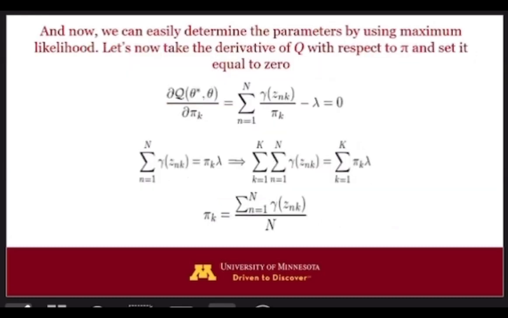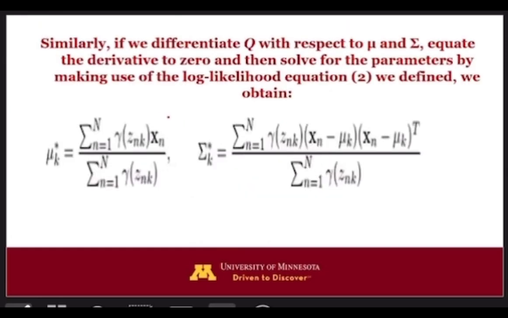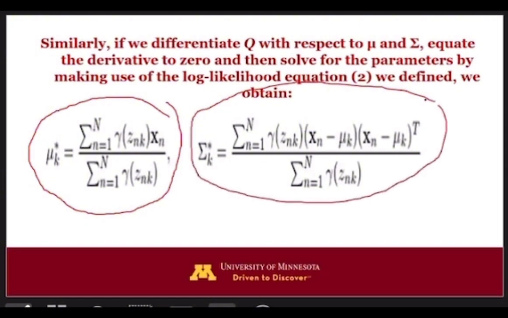I'm going to set it to 0. I'm also going to do the same with respect to mu, and with respect to the variance-covariance, set to 0. And at the end of the day, take a look at this. That's what I'm going to get for pi k, which means pi k can be determined. That's the mixing coefficient. Then for mu k, when you do the same, I'm going to get this for mu k, and this for the variance-covariance of a particular cluster.